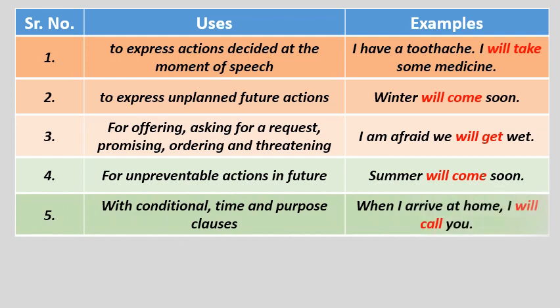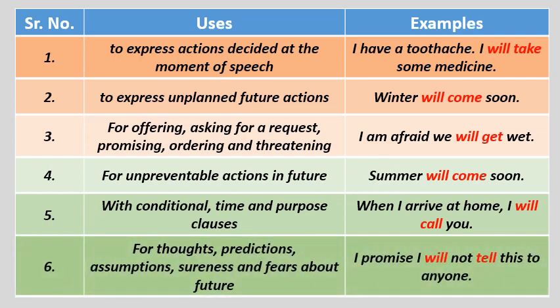Number 5. It is used with conditional, time and purpose clauses. For example, when I arrive at home, I will call you. Number 6. It is used for thoughts, predictions, assumptions, sureness and fearness about future. Assumptions means a thing that is accepted as true or as certain to happen without proof. Or we can say, to talk about prediction means what we think will happen. For example, I promise I will not tell this to anyone.